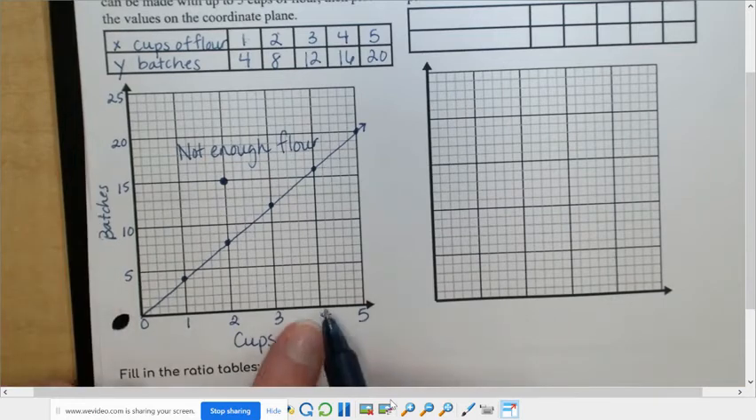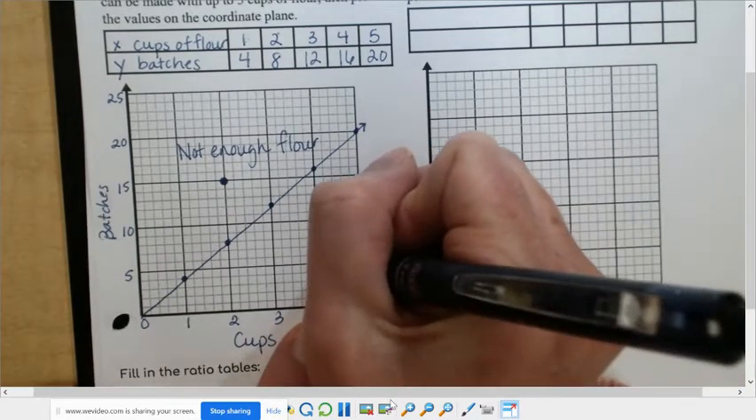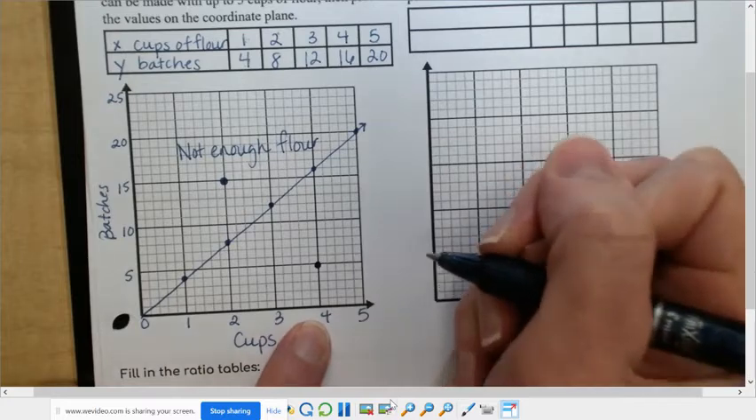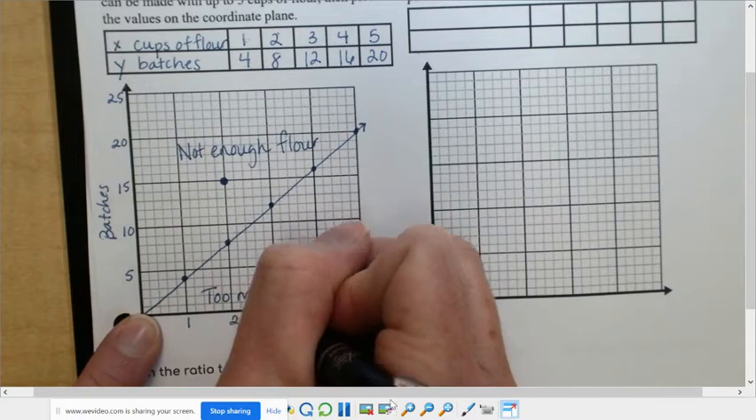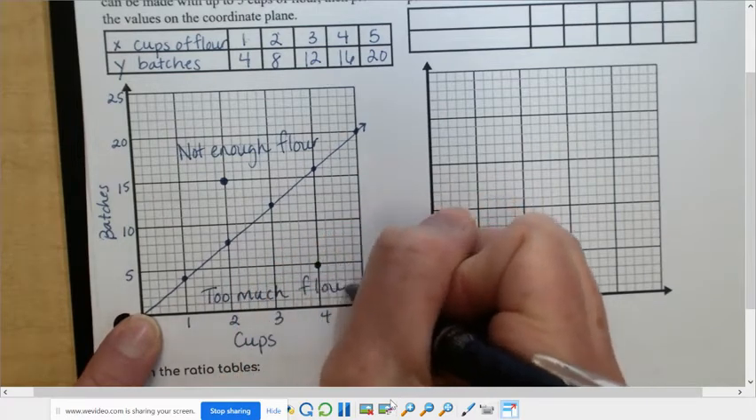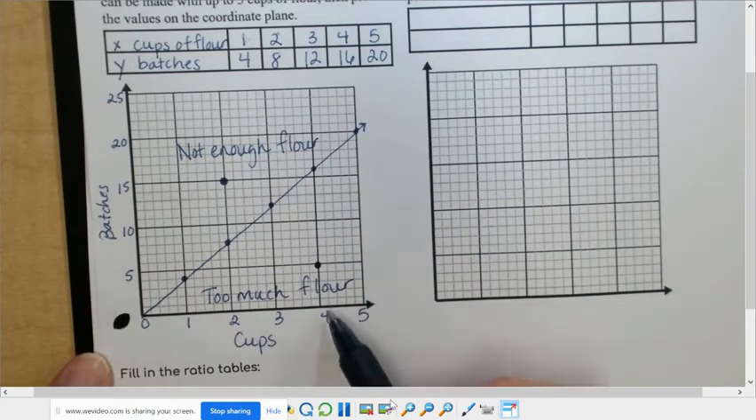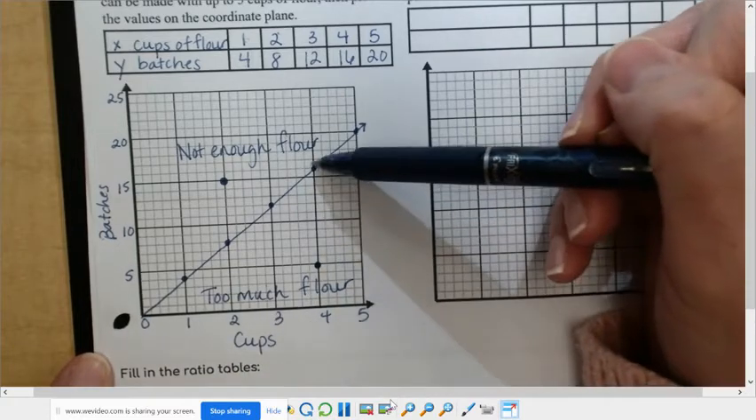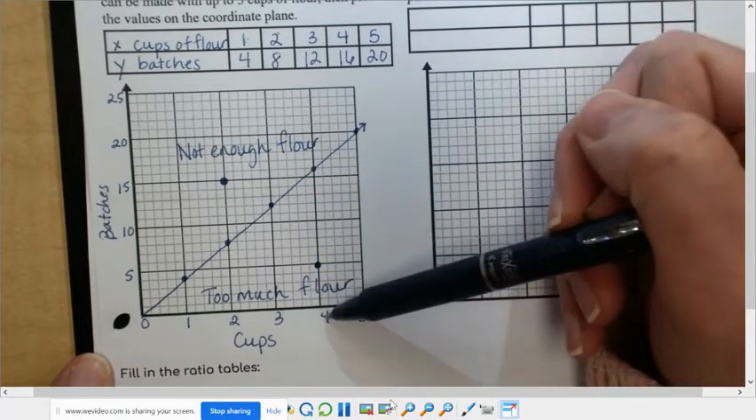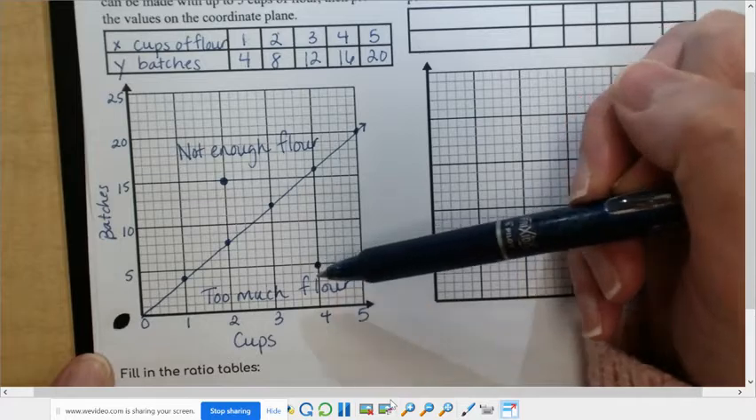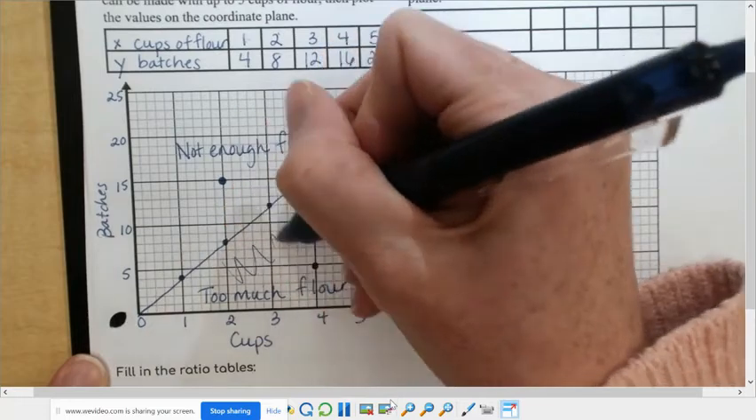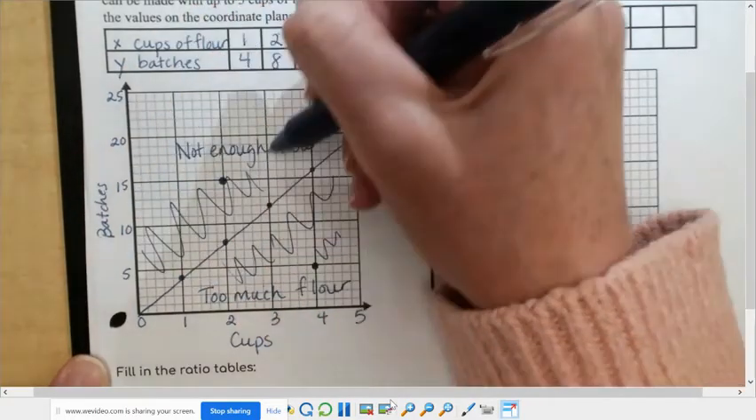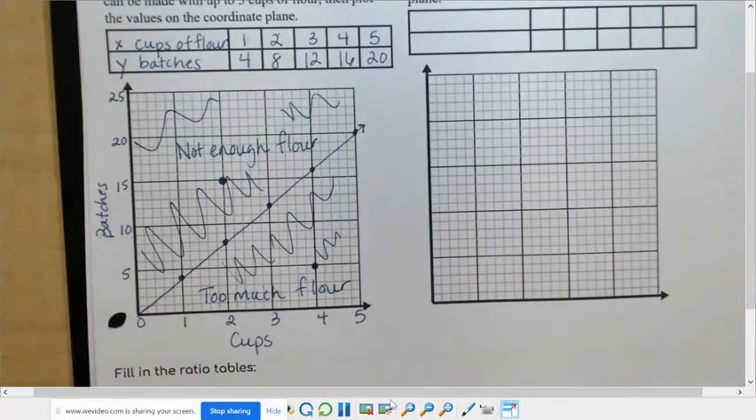Down here, if I had a point at, say, 4 cups of flour and 5 batches, this is going to be way too floury, so too much flour in each of my batches. Since the correct amount for 4 cups is that I can get 16 batches. If I only make 5 batches, they're going to have way too much flour in them. So anything below this line would be too much flour, and anything above that line would be not enough flour. That's the information that we can get from graphing ratios.